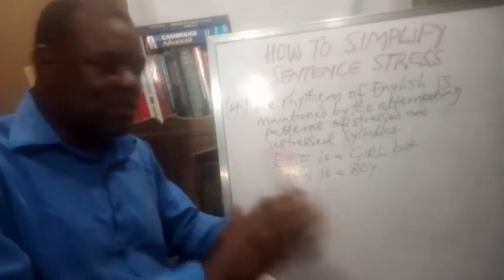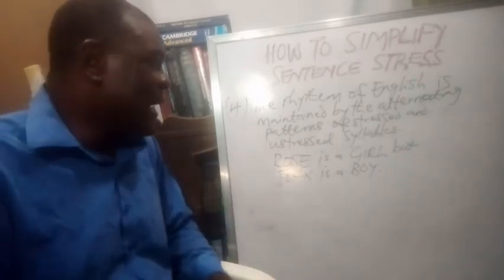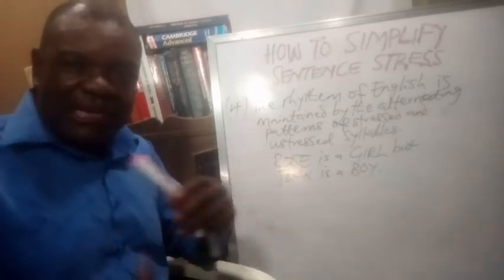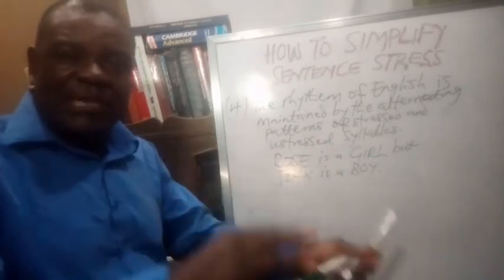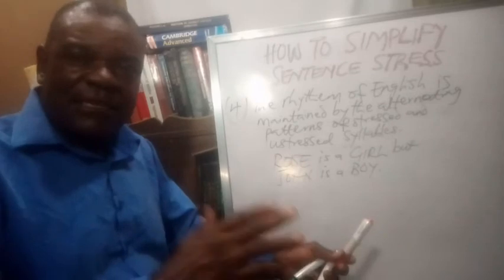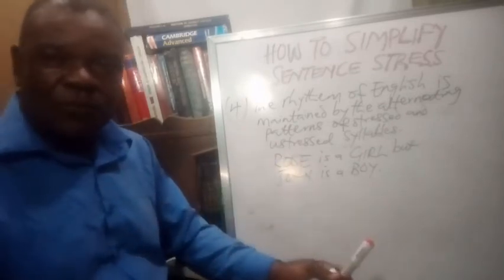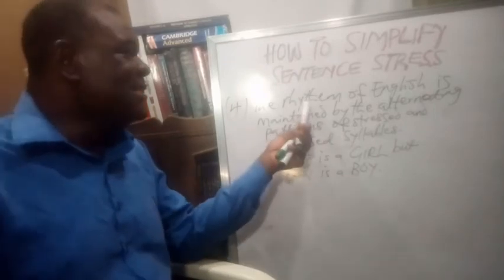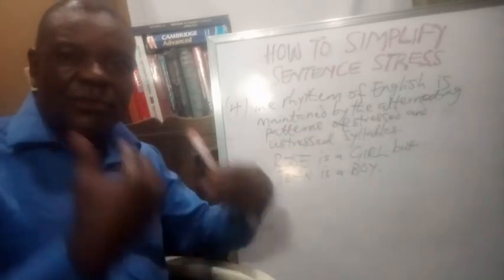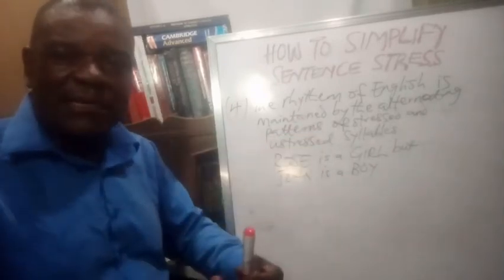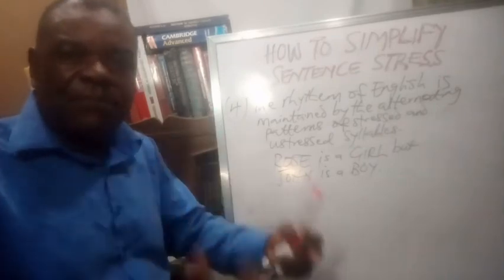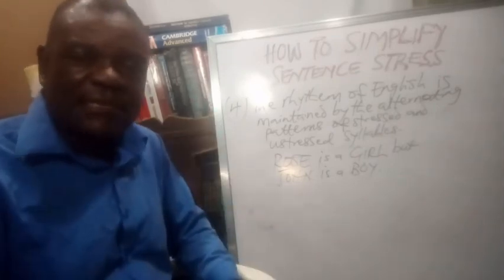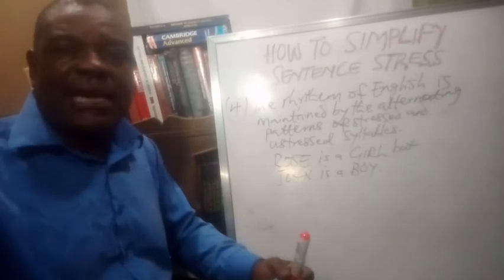And that is what English stress is about. That alternation, the alternating patterns of stressed and unstressed syllables, maintains the rhythm of English. And when you bear this in mind, it enables you to simplify sentence stress. Let's look at the next point.